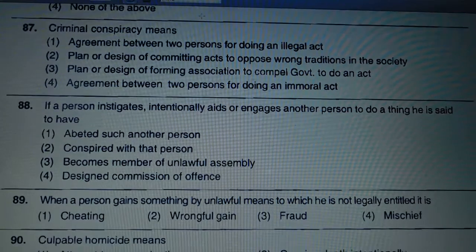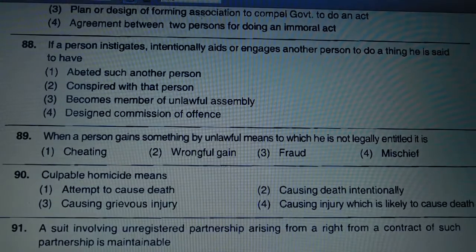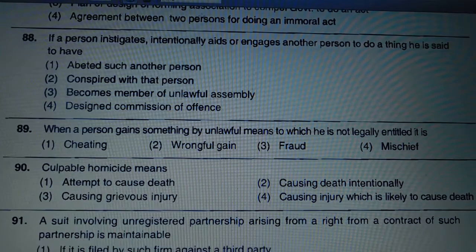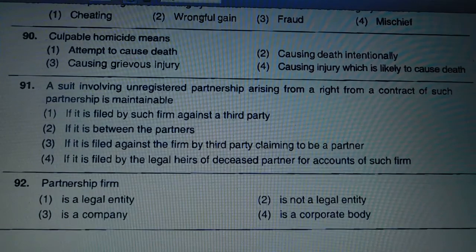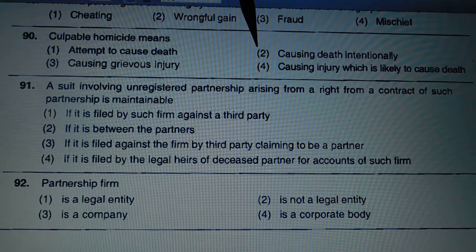Question number 88. If a person instigates, intentionally aids or engages another person to do a thing he is said to have? The answer is abetted such another person. Question number 89. When a person gains something by unlawful means to which he is not legally entitled, it is. The answer is wrongful gain. Question number 90. Culpable homicide means. The answer is causing death intentionally.